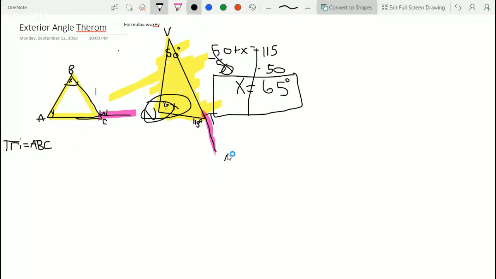So x equals 65 degrees. So this equals 65 degrees.